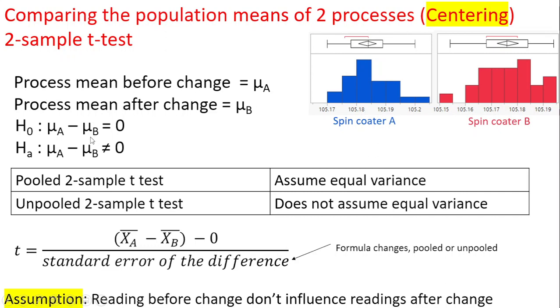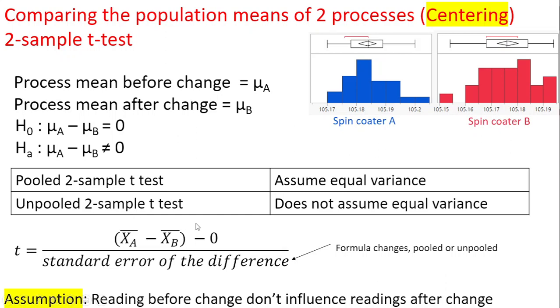Here, ideally you would want the difference between the means by these two spin coaters to be the same. So here you assume your null hypothesis to be that the mean difference is 0, and the alternate hypothesis that the mean difference is not 0. And when you're doing this two sample t-test, you actually have two options. When you have equal variance, then you do something called the pooled two sample t-test. If your variance is not equal, then you do the unpooled two sample t-test.